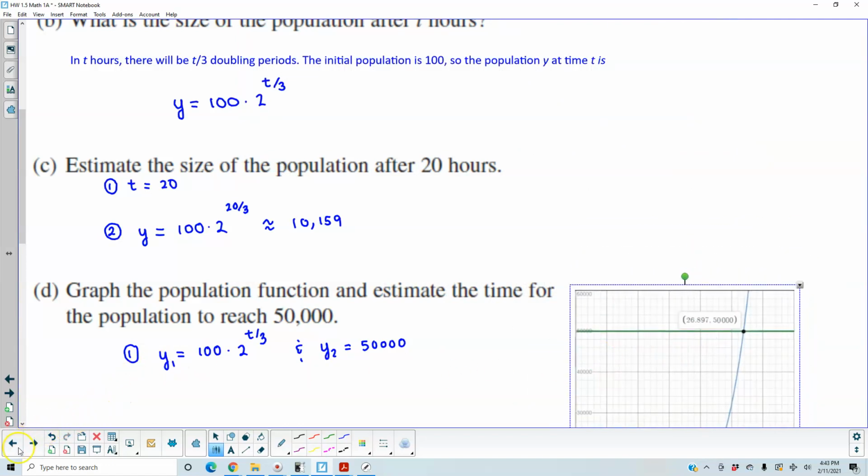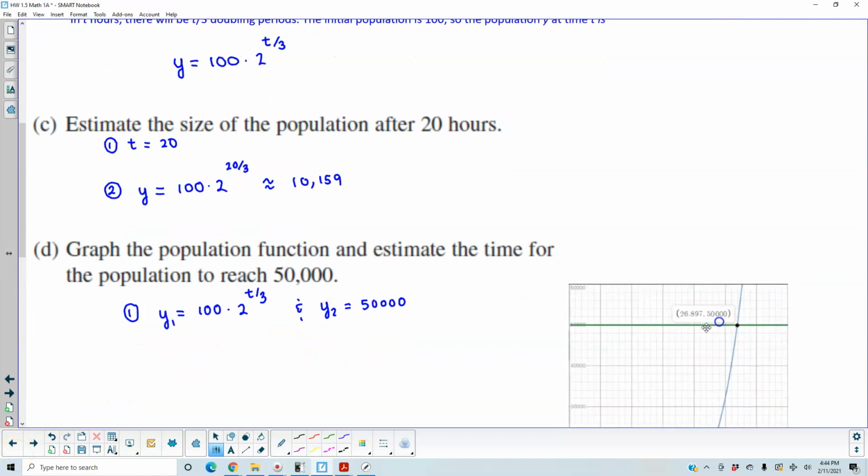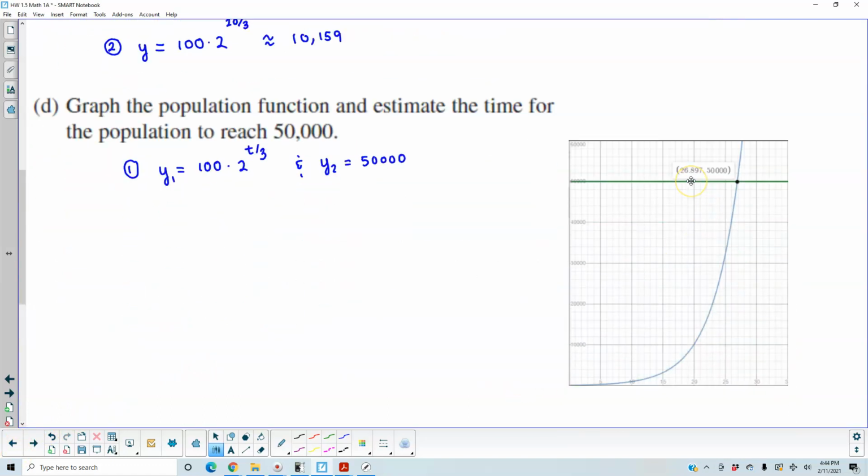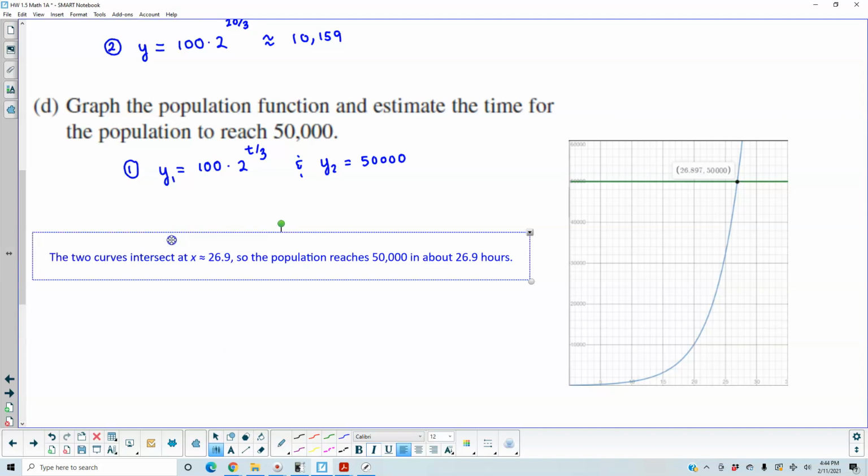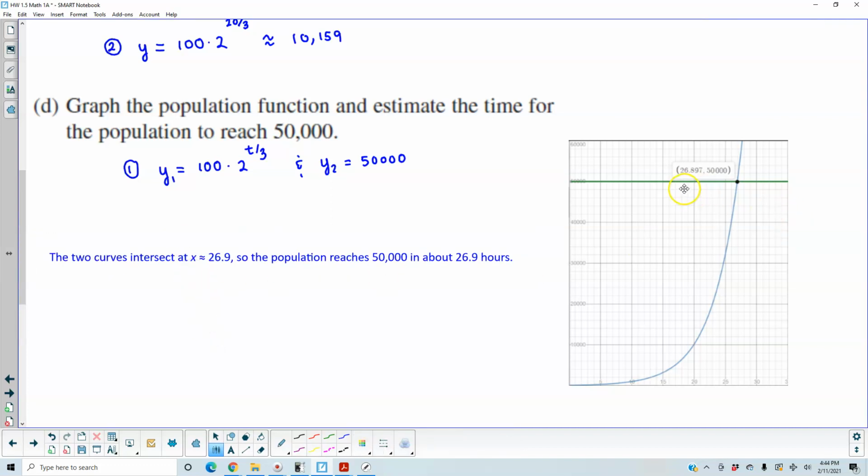Okay, so now that we can see the point of intersection, and we can see that x is 26.897, we can say that the two curves intersect at approximately 26.9. So the population reaches 50,000 in about 26.9 hours.